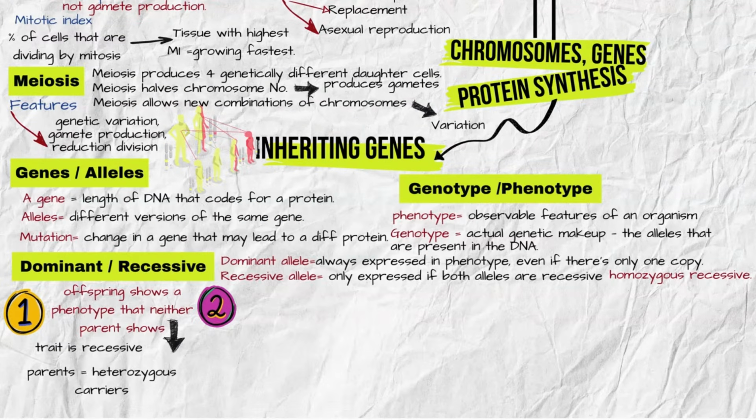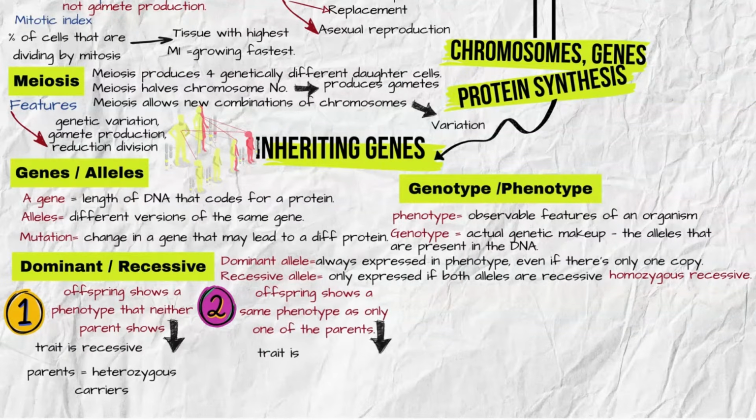Scenario 2. The offspring shows the same phenotype as only one of the parents. This suggests the trait is dominant, because just one copy of the dominant allele was enough for it to appear. The child likely inherited the dominant allele from the affected parent, while the other parent is homozygous recessive.